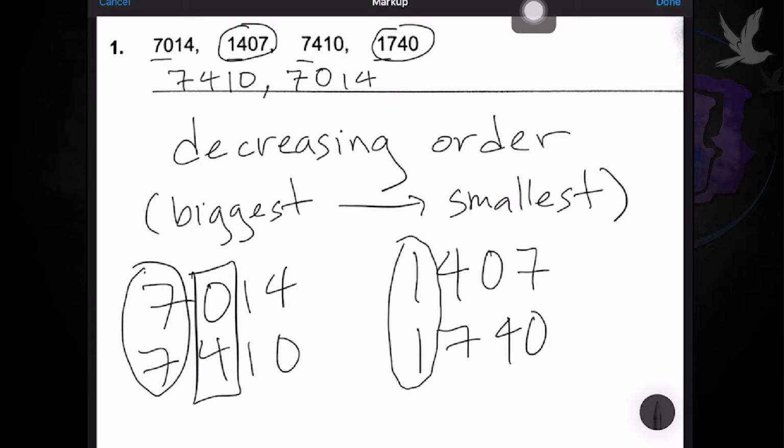We have 1 and 1, which are the same, and we have 4 and 7. Then again, since this is in decreasing order, you have to identify which one is bigger. Which is bigger, 7 or 4? In this case, 7 is the biggest. So all you have to do is write 1740 there, and what's left is 1407.